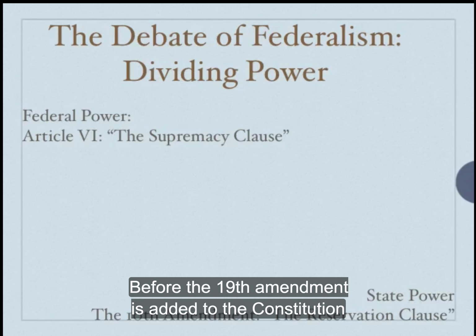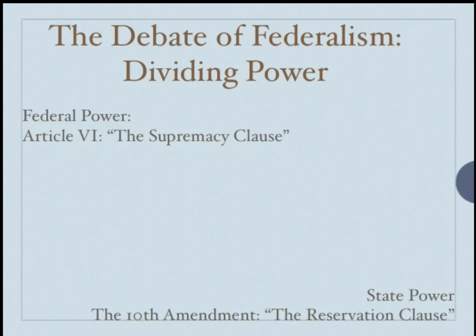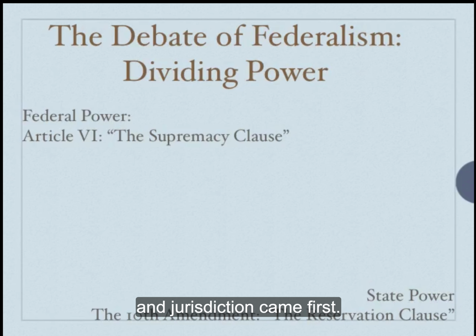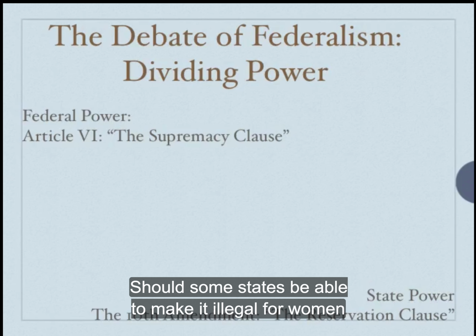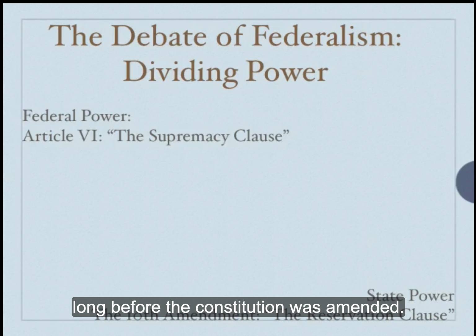Before the 19th Amendment is added to the Constitution, and before women are universally given the right to vote in the entire country, the debate about which level of government should have the power and jurisdiction came first. Should some states be able to make it illegal for women to vote was a debate oftentimes had during the late 19th and early 20th century, long before the Constitution was amended.